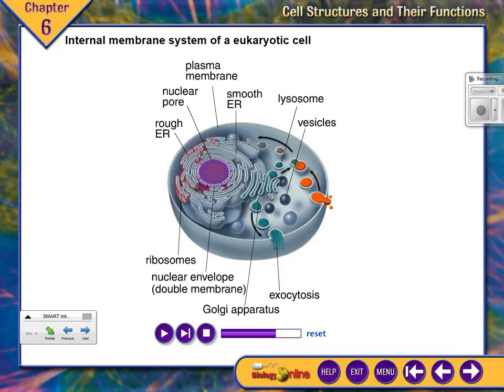Lysosomes are special vesicles in animal cells and some other eukaryotes that contain enzymes that help to break down the cell's old macromolecules for recycling. Lysosomes can also fuse with vesicles formed by endocytosis, aiding digestion of the food particles within. Some animal cells have lysosomes that fuse with the plasma membrane. Digestive enzymes are released outside the cell, where they help to break down bacteria and other foreign particles.